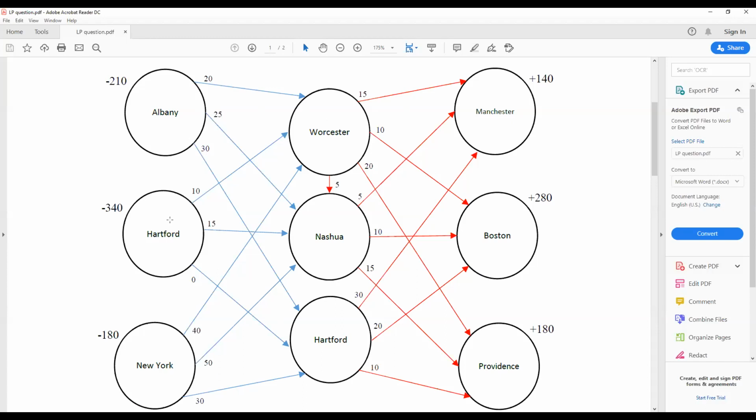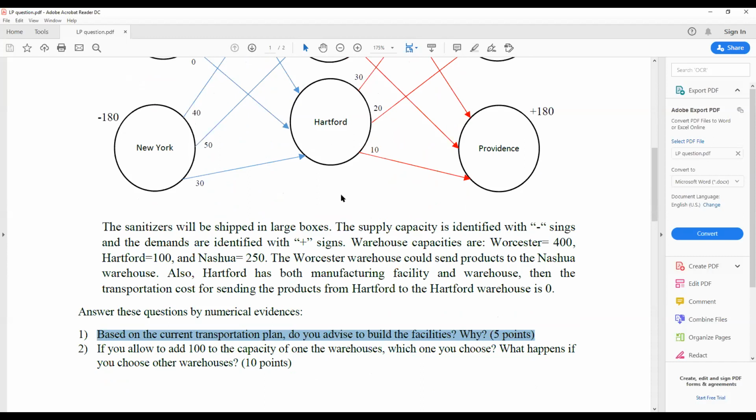So does anyone have a question about the first part? I think the first part totally makes sense and is very straightforward. But as you see, it just has 5 points. There's 10 points in the second part. What is the second part? If you are allowed to add 100 to the capacity of one of the warehouses, which one would you choose? What happens if you choose other warehouses?